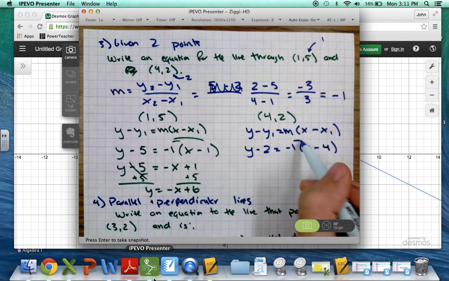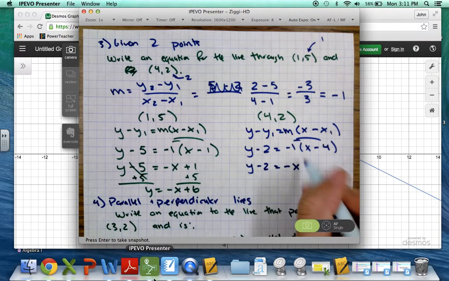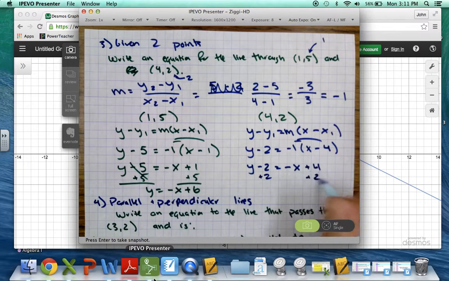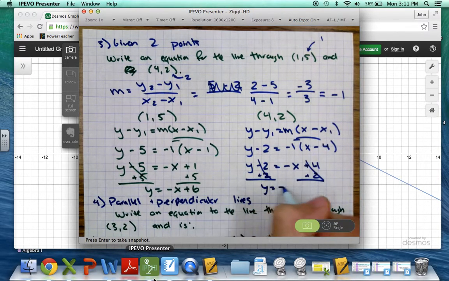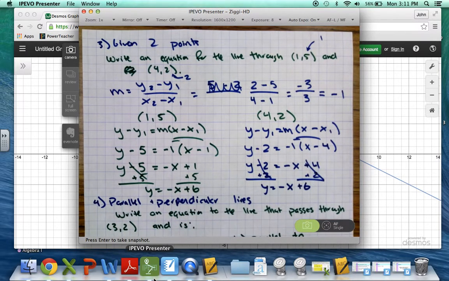We go through and we simplify to get y by itself, like we had done in the last example. Negative 1 times negative 4, negative times a negative gives us a positive. Add 2 to each side, you get y by itself, negative x plus 6, which is the same exact answer that we had over here.